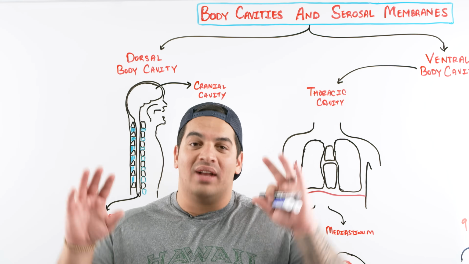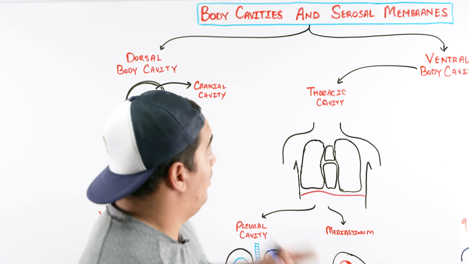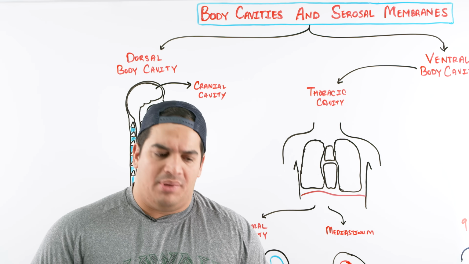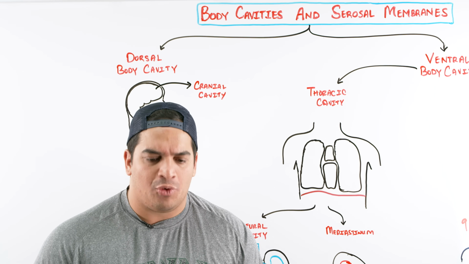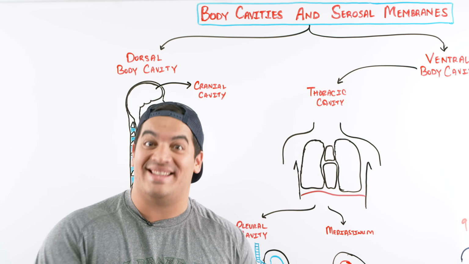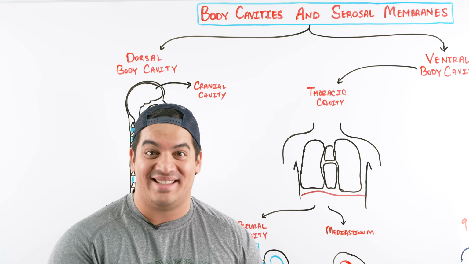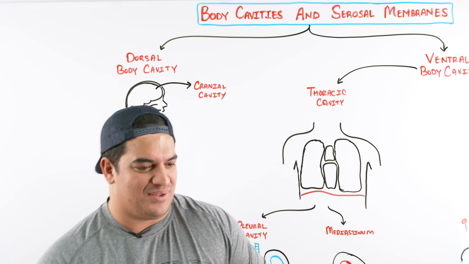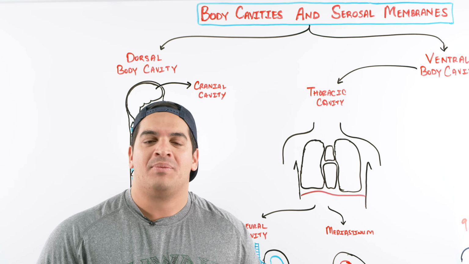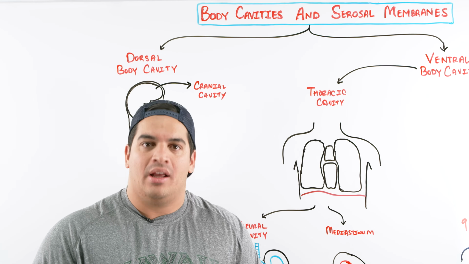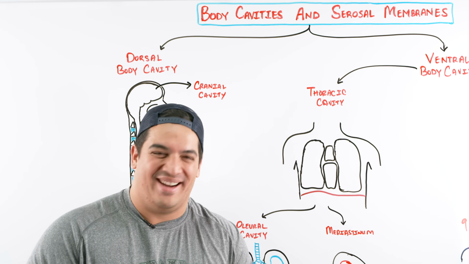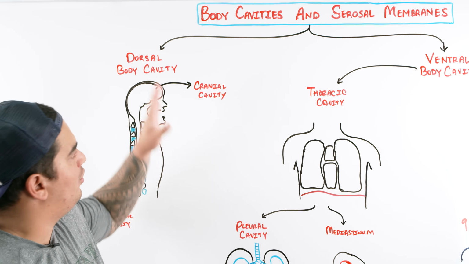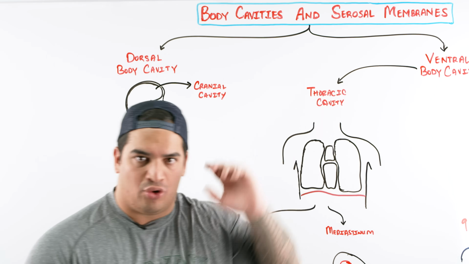But without further ado, let's get into talking about body cavities and serosal membranes. Really, this is supposed to be an introductory topic, in the sense that when we talk about body cavities, we can obviously dive into these in way more detail and go through all the different vessels and nerves and organs involved in a particular body cavity. But let's be basic, in the sense that we can really divide it into a dorsal body cavity and a ventral body cavity.